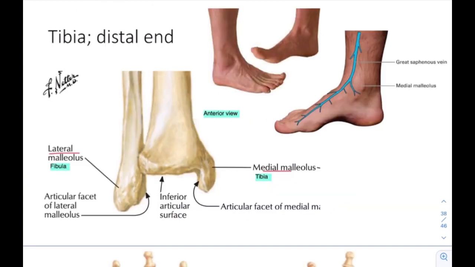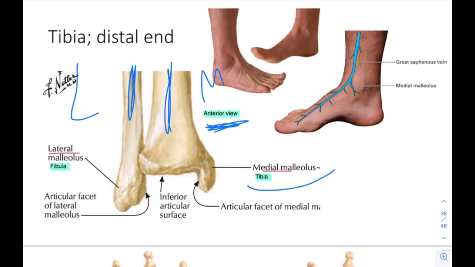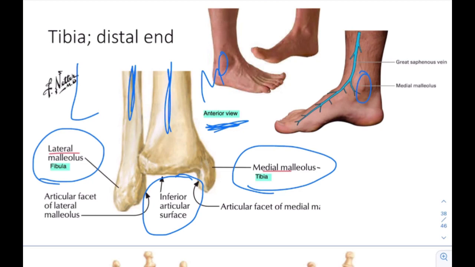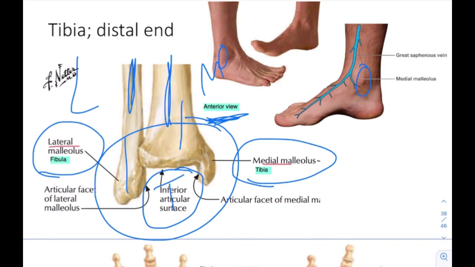Let's talk about the distal end of the tibia. So this is the tibia, medially, anterior view. Here lateral is the fibula. We have the medial malleolus of the tibia, and we have the lateral malleolus of the fibula. So right here, this is the medial malleolus, and right here is the lateral malleolus. And right here, a bone called the talus articulates to form the ankle joint, which is formed by the tibia, the fibula, and the talus, and we'll talk about it soon.